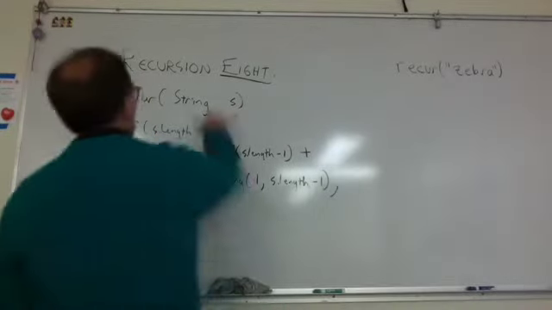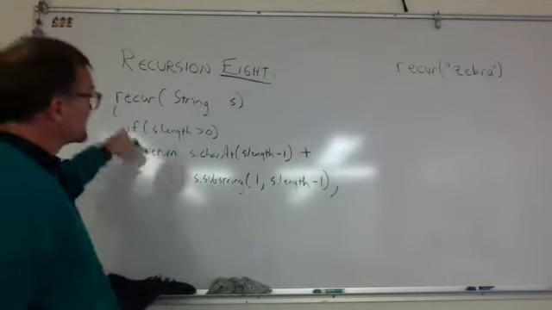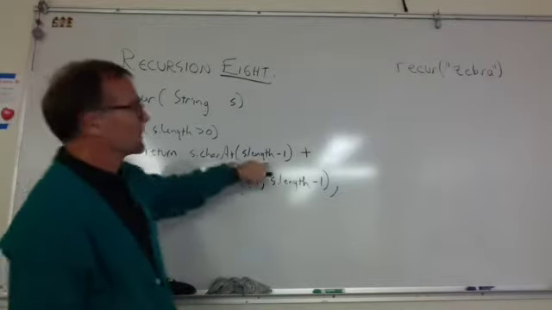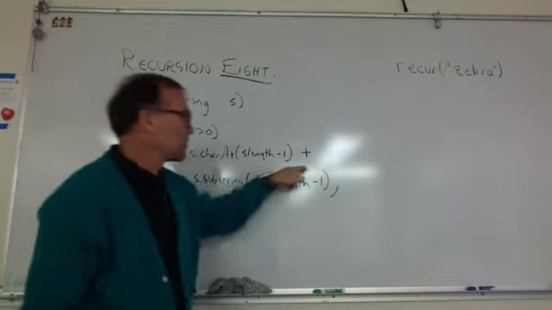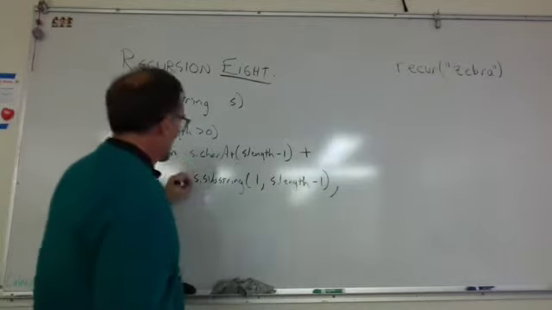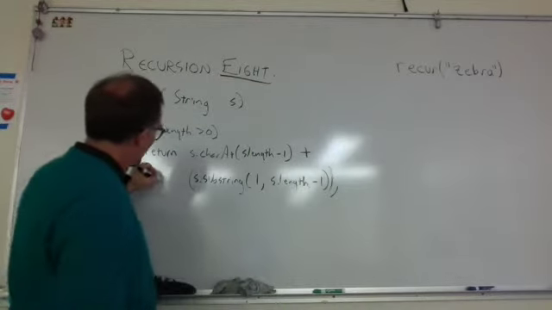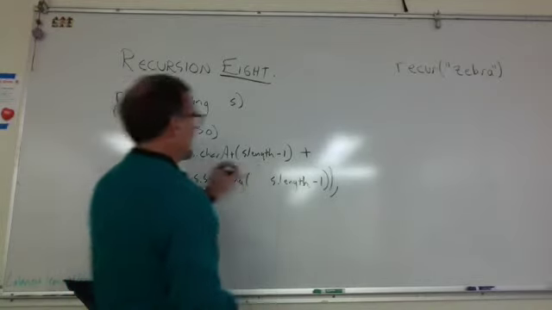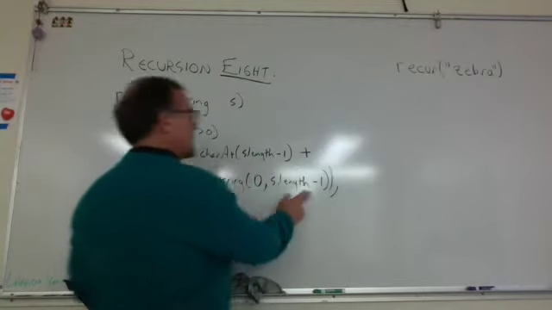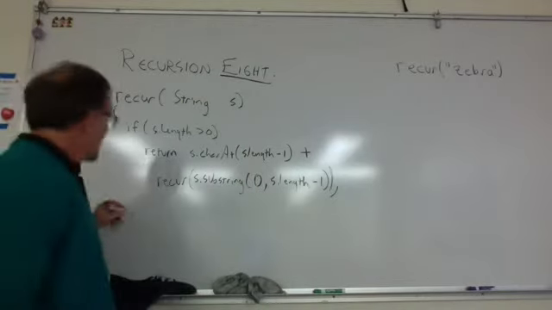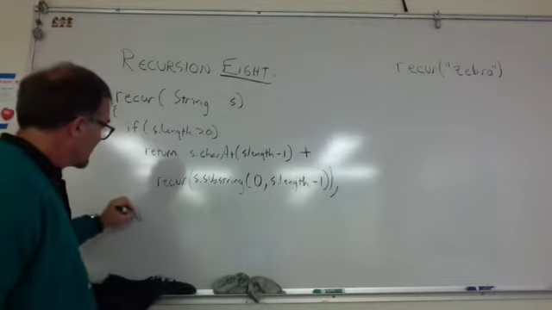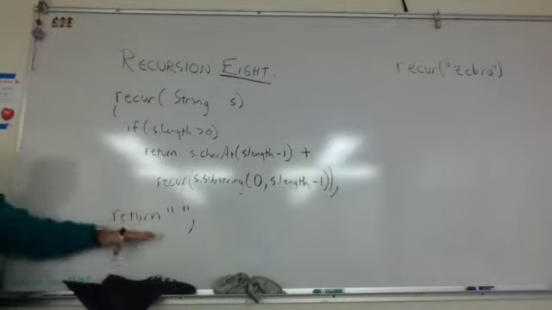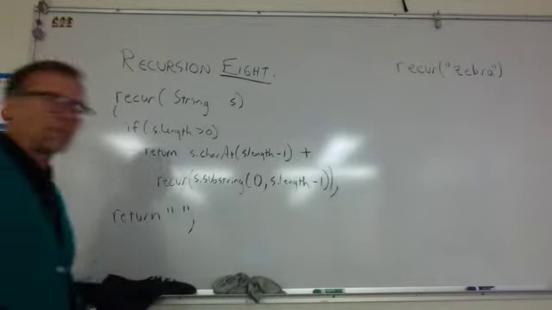So again, when the method recur gets called, it's got a base case. The length has to be greater than 0. What it will return is char at length minus 1, so the last character, plus it will call the method recur again, but with a substring of the original string, leaving off the last character. And once the base case has been reached, outside the if statement, it will return an empty string.